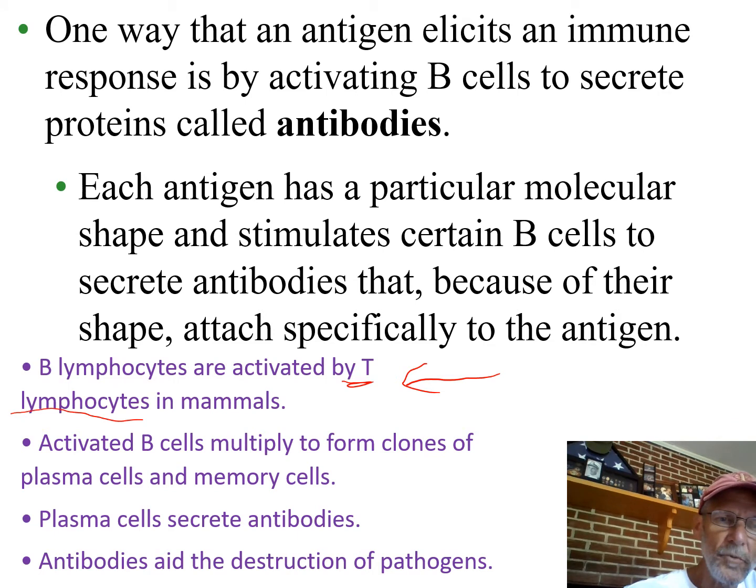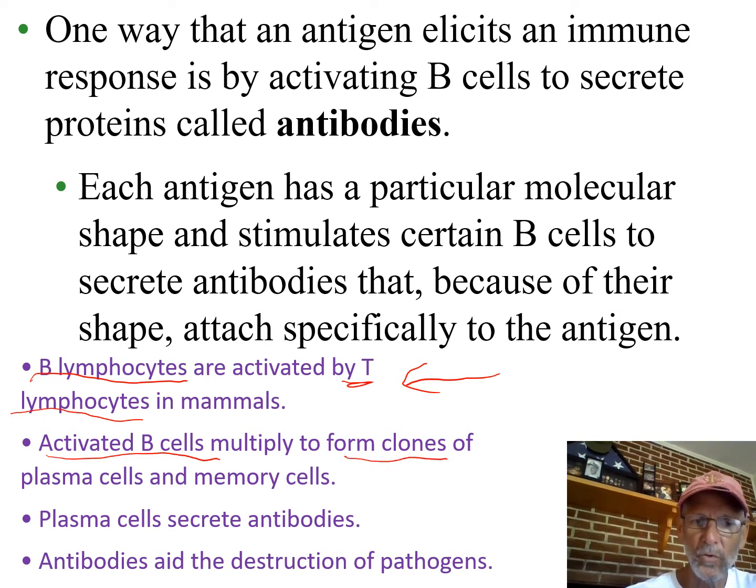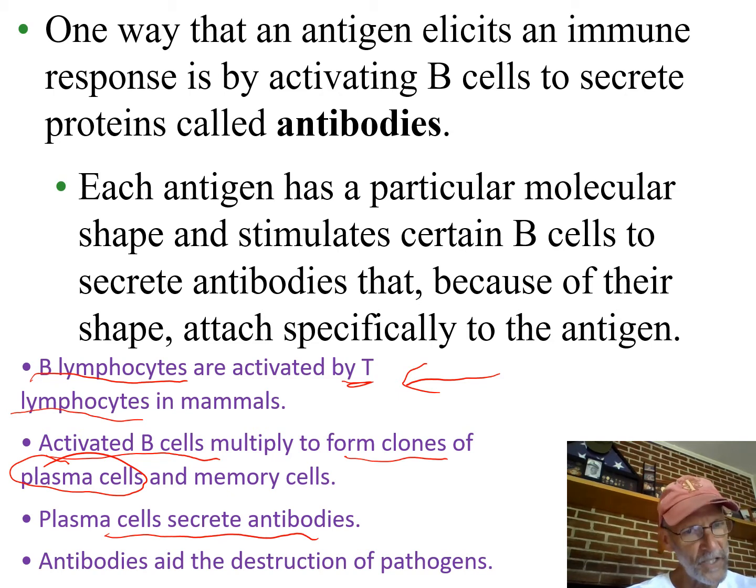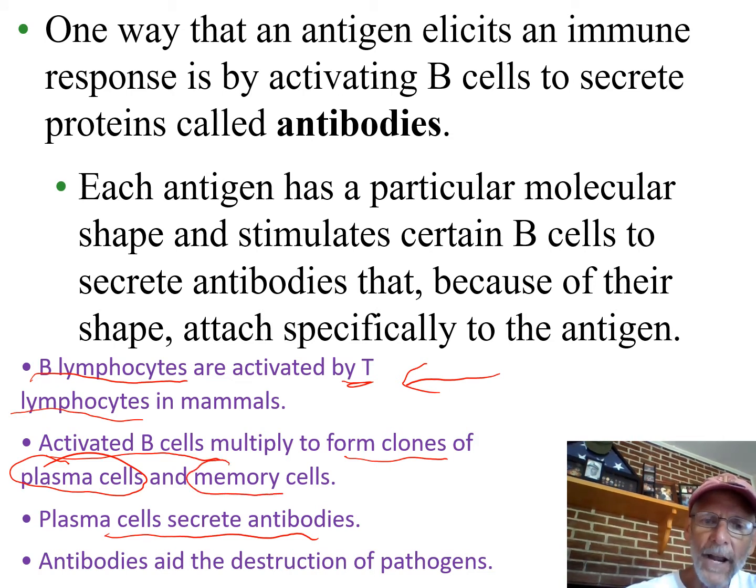So what do B cells do? B lymphocytes, when they're activated, multiply. How? Again, by mitosis. What does that make? Identical cells, clones. They make clones of two different varieties. Plasma cells are active, actively making proteins by protein synthesis and then secreting these proteins called antibodies. Memory cells just hang around.